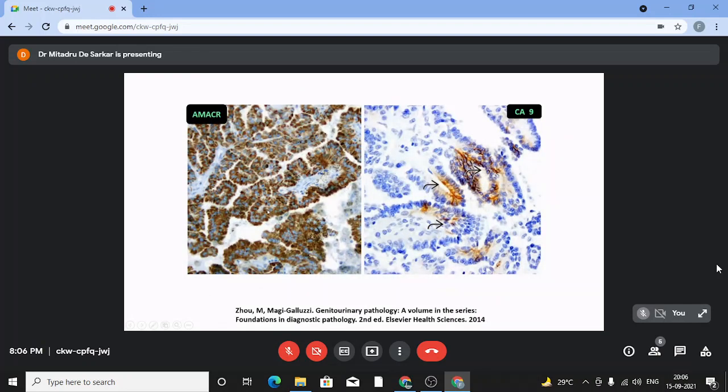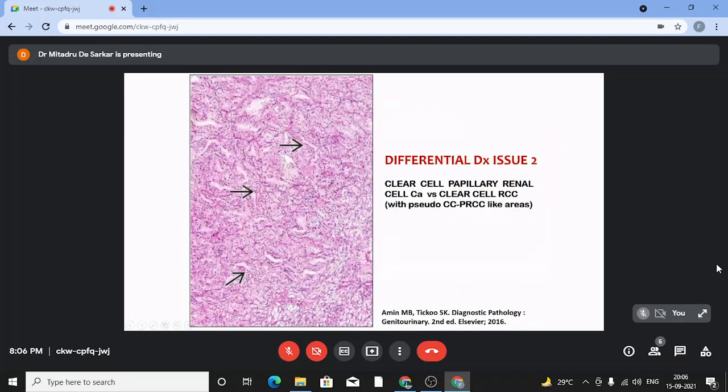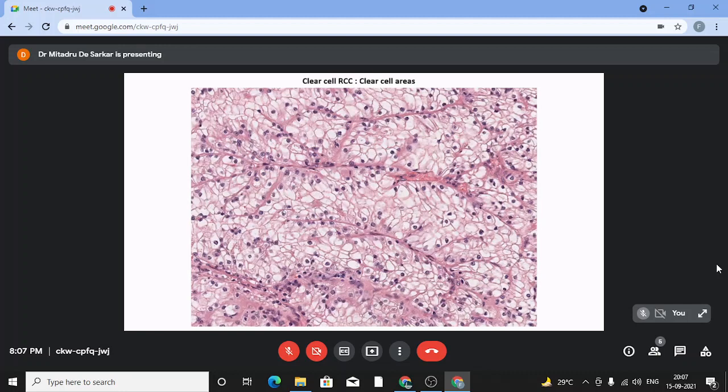The second issue, again, like I said, is that sometimes a clear cell RCC can have areas with a faint kind of papillary architecture, and you have the issue of clear cell papillary RCC versus a clear cell RCC with pseudo clear cell papillary RCC-like areas. So in the case of a conventional clear cell RCC, you get these collapsed coalescent nests of clear cells. So that particular architecture usually will be there. So that is one important aid.